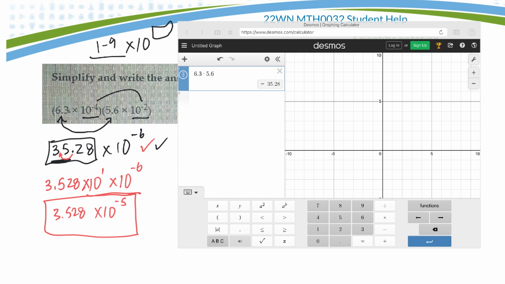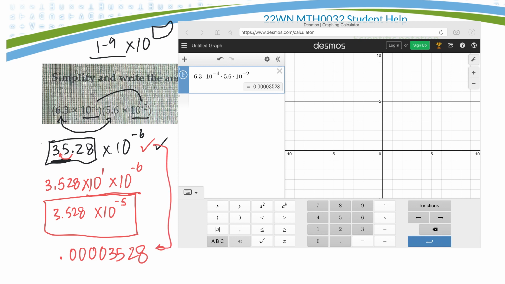Now, if you're using a calculator, let me just try that with the decimals here. 6.3 times 10 to the -4, times 5.6 times 10 to the -2. Your calculator will also do that for you. So it wrote the answer as 0.00, how many zeros are there? That's hard on my eyes. 1, 2, 3, 4. Then 3, 5, 2, 8. So that would be a correct answer too, same as this one, but neither of those are written in scientific notation.